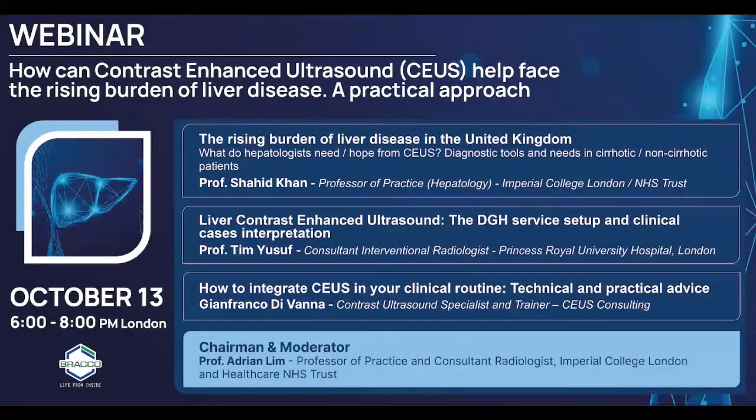We'll move on to our next speaker, and it gives me great pleasure to introduce another colleague of mine, Tim Yusuf, who is a consultant radiologist at King's College Hospital. He trained in radiology at King's College, and that's where he developed his love for ultrasound. He has a specialist interest in multiparametric ultrasound, especially contrast enhanced ultrasound and elastography, which he has used and researched in that field for many years.